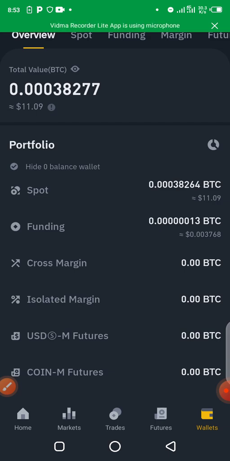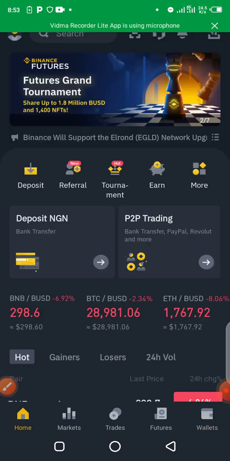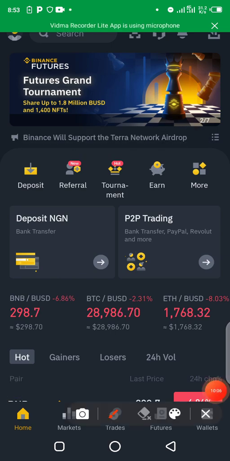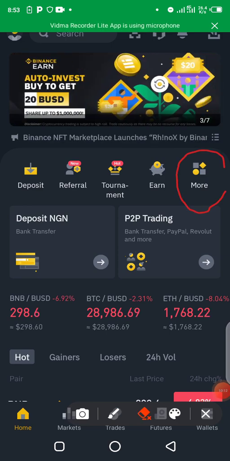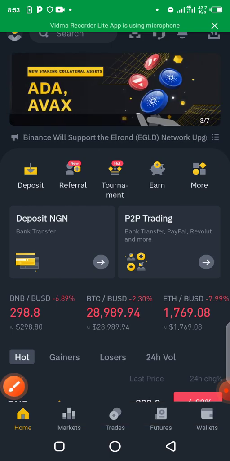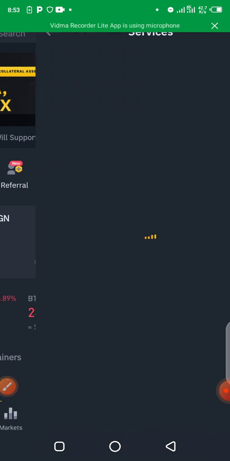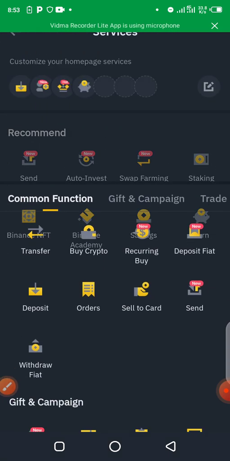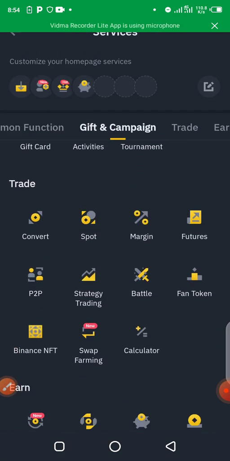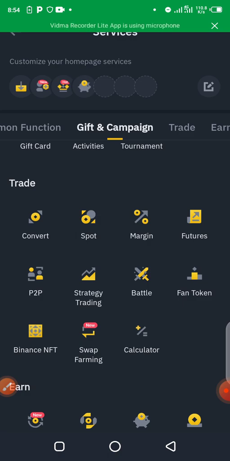You can also decide to buy USDT from P2P. This is how it's done. You click on more. When you click on more, look for P2P. Click on P2P.